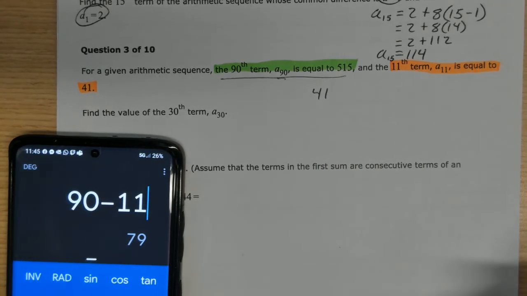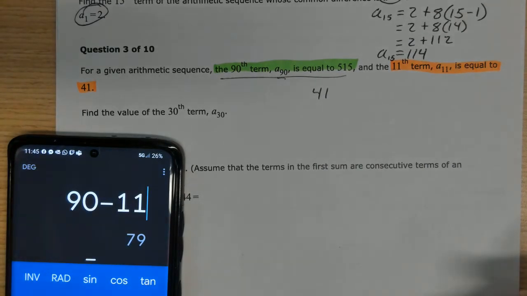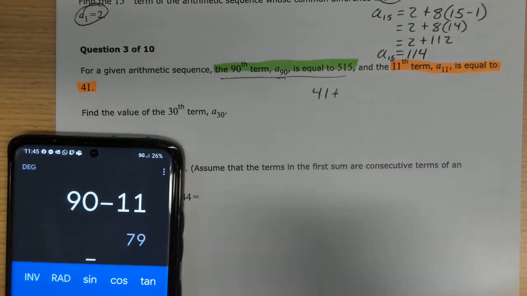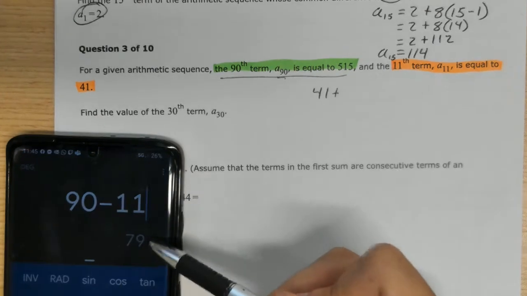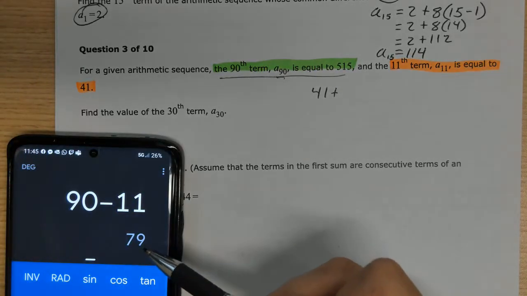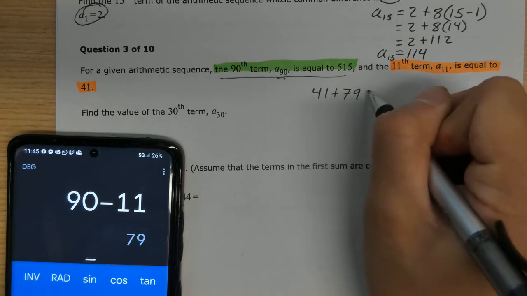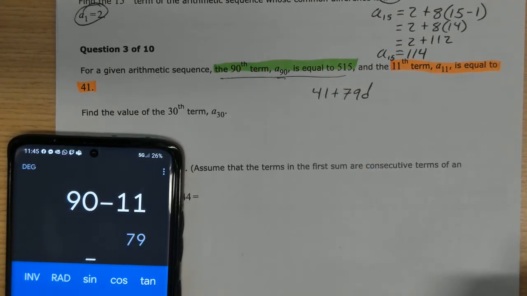The 11th term, which is 41. And what you're doing here to this 41, you are adding the common difference these many times. You're adding the common difference 79 times. So you get 79D. You may be wondering why.